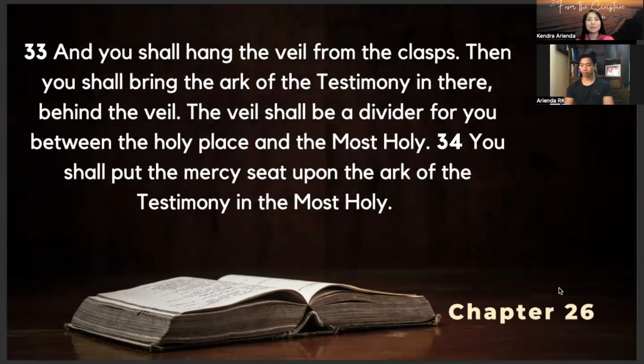Then you shall bring the ark of the testimony in there, behind the veil. The veil shall be a divider for you between the holy place and the most holy. You shall put the mercy seat upon the ark of the testimony in the most holy.